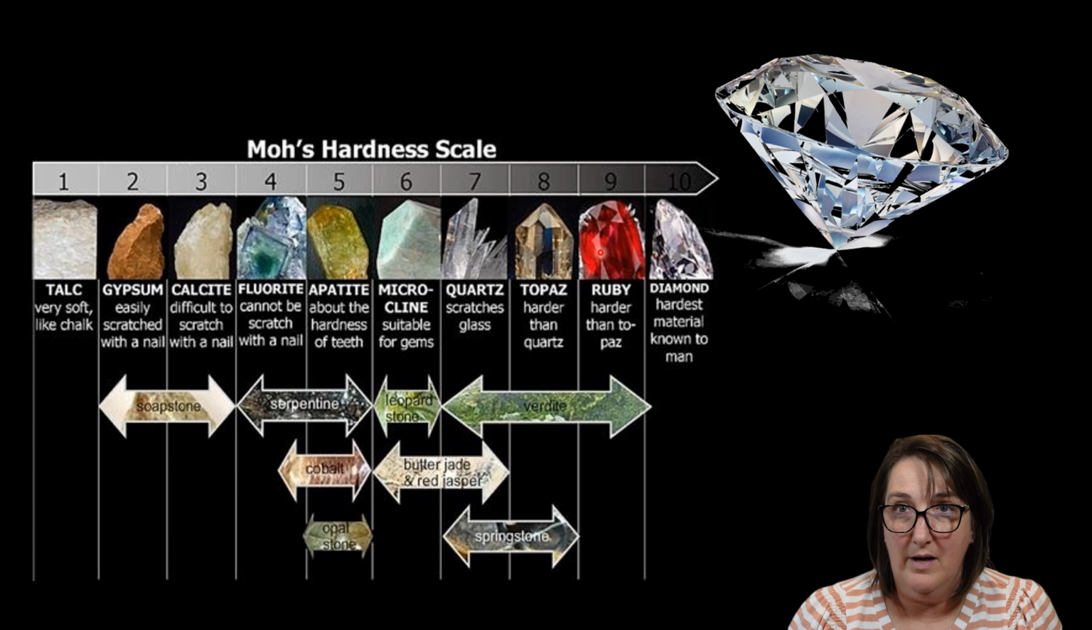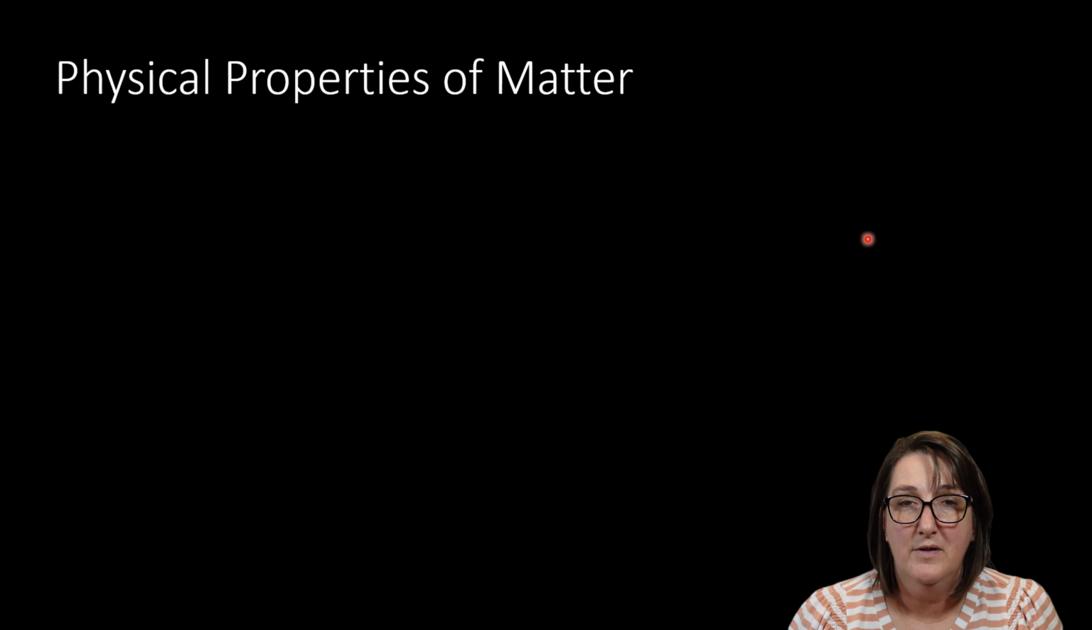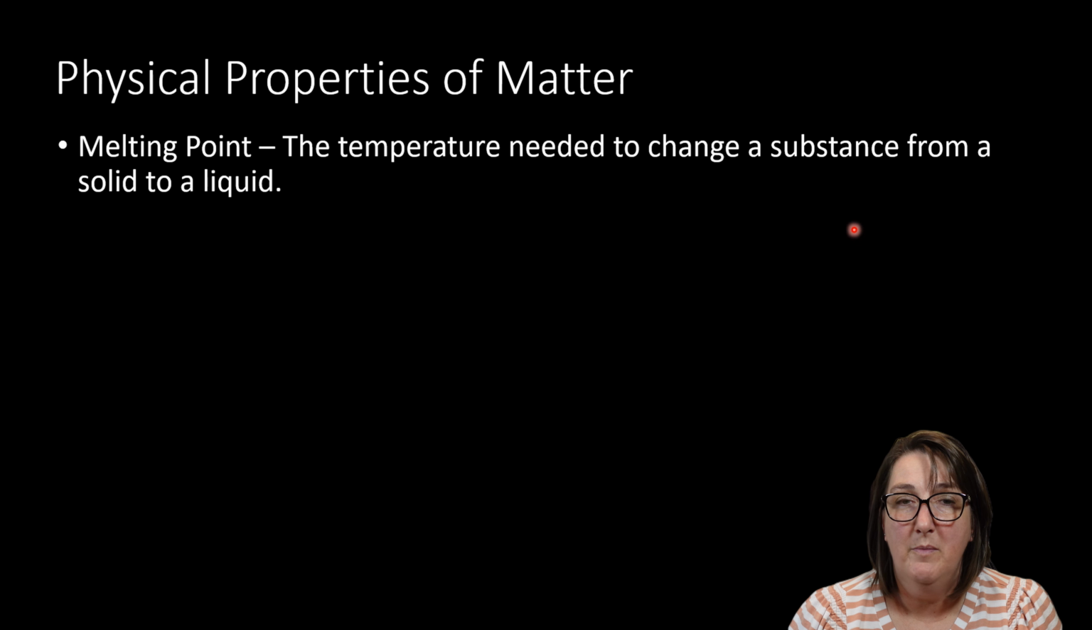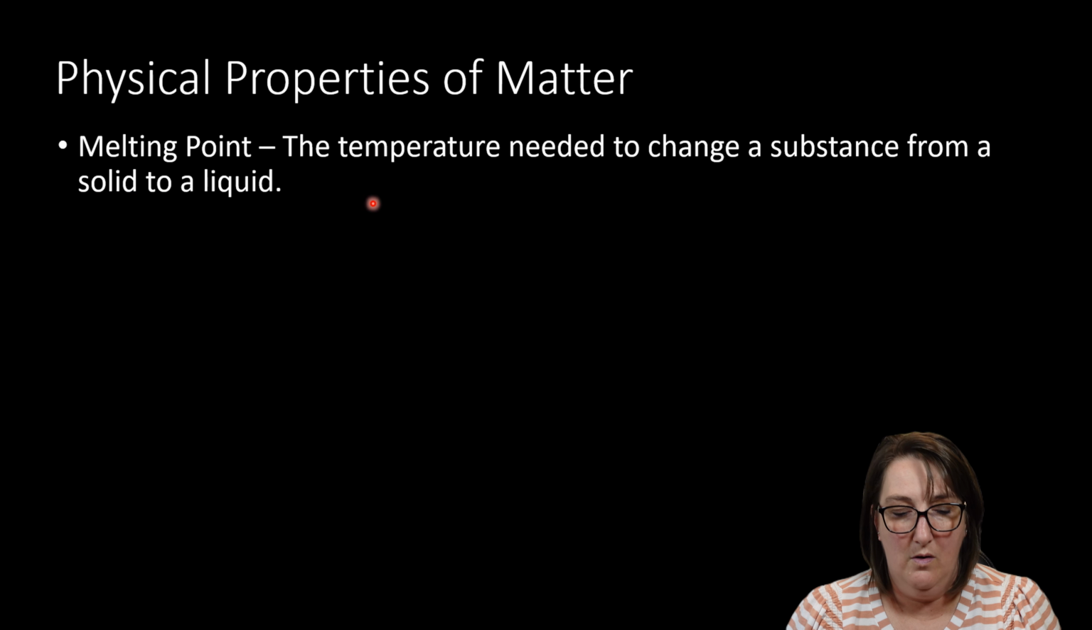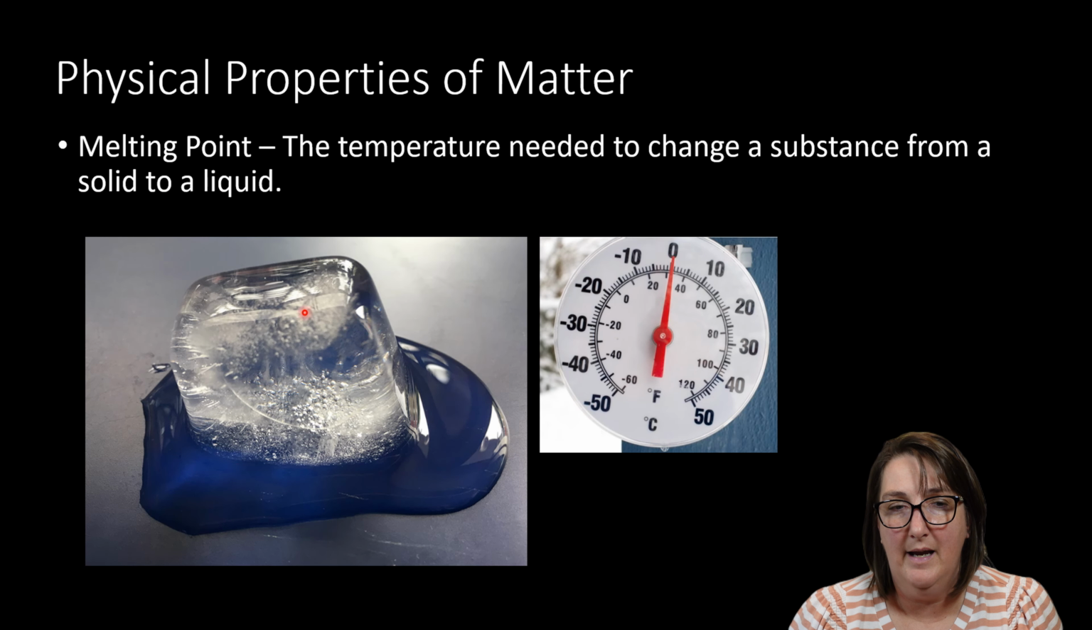A diamond can scratch it, but a topaz or quartz cannot. Okay, all right, another physical property is going to be the melting point. This is the temperature needed to change a substance from a solid to a liquid. So we have something like ice.